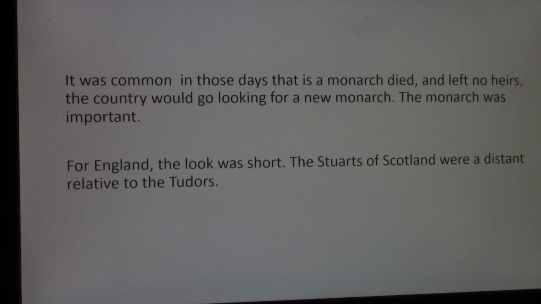Now, it was important in those days that a monarch be chosen, that no country could exist being ruled simply by commoners, as they're called, in England. And so the English Parliament is going to turn to the Stuarts of Scotland. Now, the Stuarts were very distant cousins of the Tudors, and James I is going to leave from Scotland, and he is going to come to England to rule over England, Scotland, Wales, and Ireland.